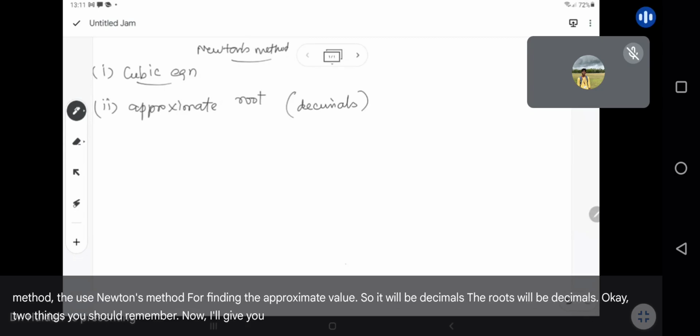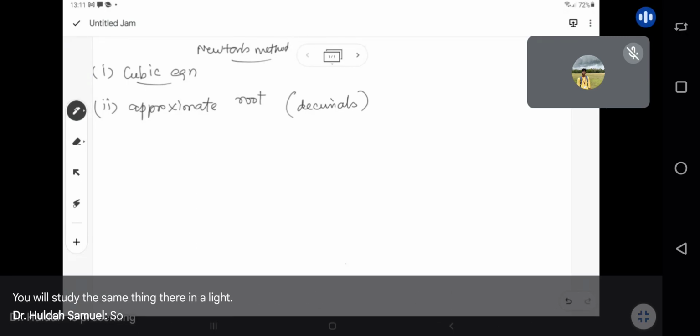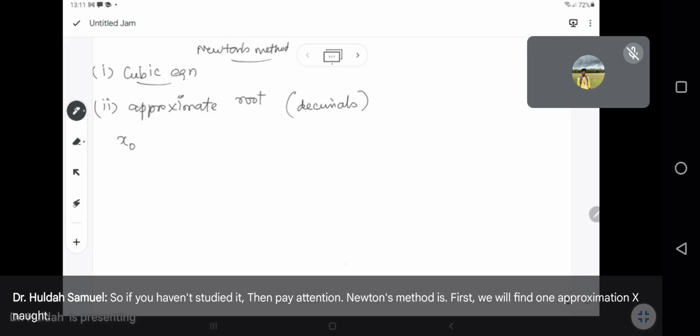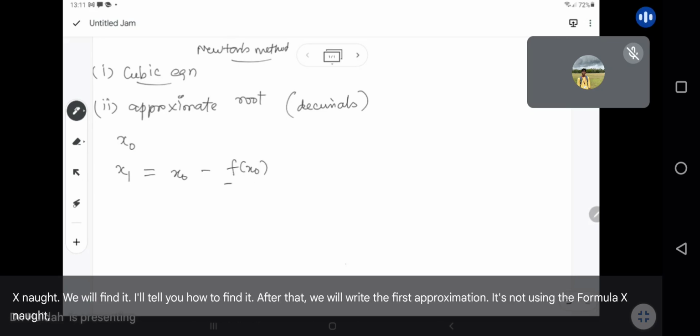Now I'll give you the formula. Those of you from physics and chemistry, mainly physics, will study the same thing there in Allied. So if you haven't studied it, pay attention. Newton's method is, first we will find one approximation, x naught. I'll tell you how to find it. After that, we'll write the first approximation using the formula x naught minus f of x naught by f dash of x naught.